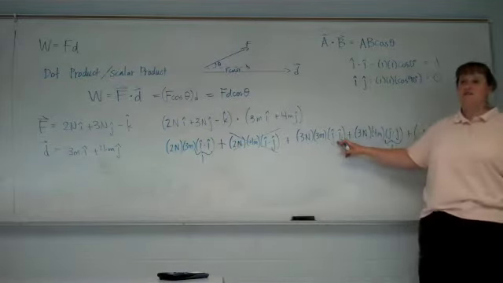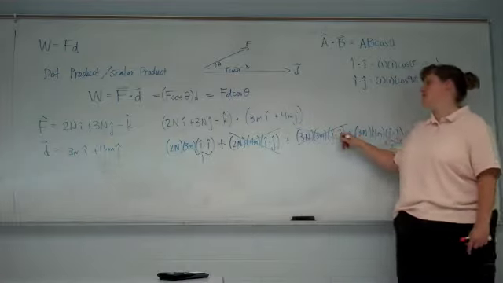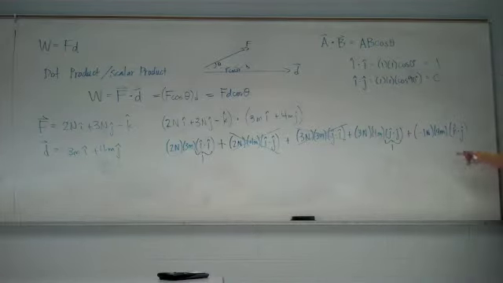J dotted with I, they're perpendicular. It's going to be 0. That whole term goes away. K dotted with J. K and J are perpendicular. That whole term goes away.